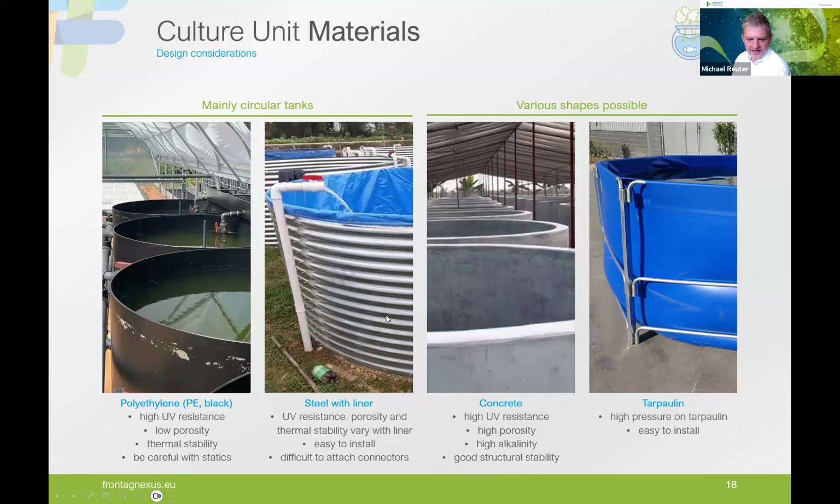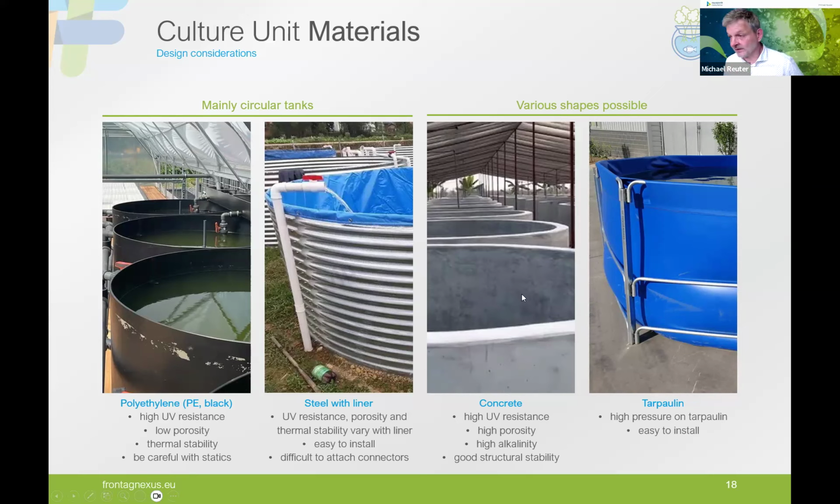Then we have steel with liner, also quite UV resistant and thermally stable. It's very easy to install. That's why it's oftentimes preferred. But it is a little bit tedious to attach connectors, because we see here this structure that the steel has typically makes it difficult to plug in some kind of piping.